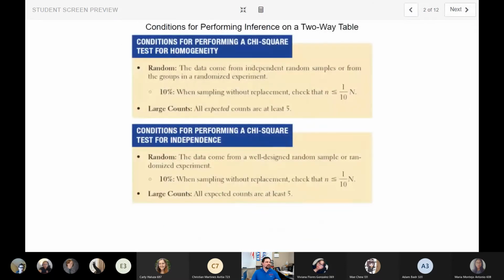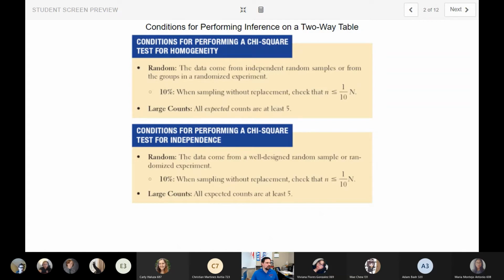All right, we have our conditions for performing inference on a two-way table. We have conditions for chi-square test for homogeneity and conditions for chi-square test for independence. They are almost identical except for the randomness condition. For the test of homogeneity, the random condition is that the data come from independent random samples or from the groups in a randomized experiment. Independent random samples basically implies that we're sampling from 2 separate groups or 2 separate populations.